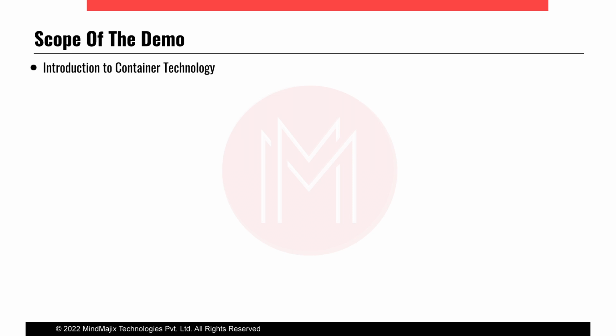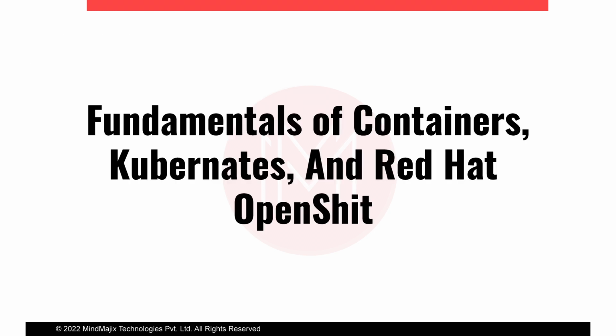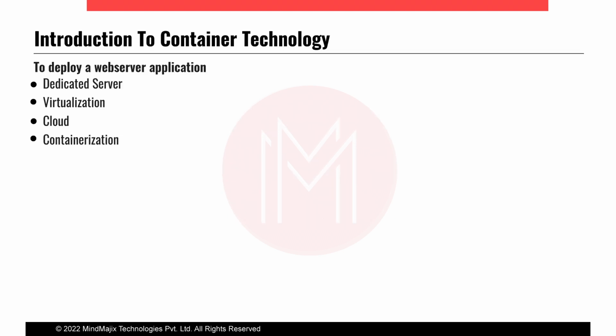And the scope of the demo is we will introduce the container technology and learn the basics of it. So this is the course outline of the whole OpenShift course. We'll start with the container technology today and its basics. So first, we are going through the fundamentals of the containers, Kubernetes, and OpenShift. And today we'll have the introduction to container technology.